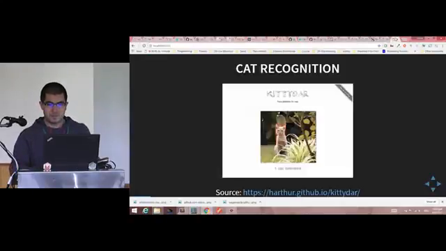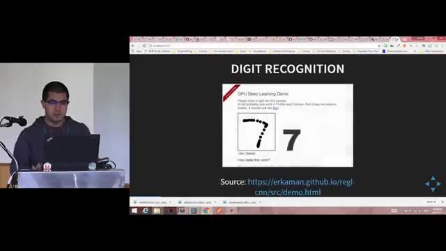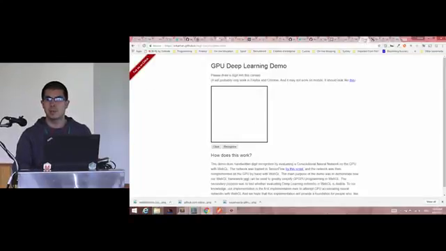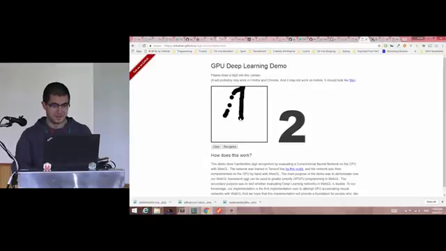There we go. So you can do digit recognition, which is a classic machine learning example. Here I'm going to draw a 7 really roughly. Recognize. Here it's rubbish. It's very rough. Obviously my handwriting is horrible.